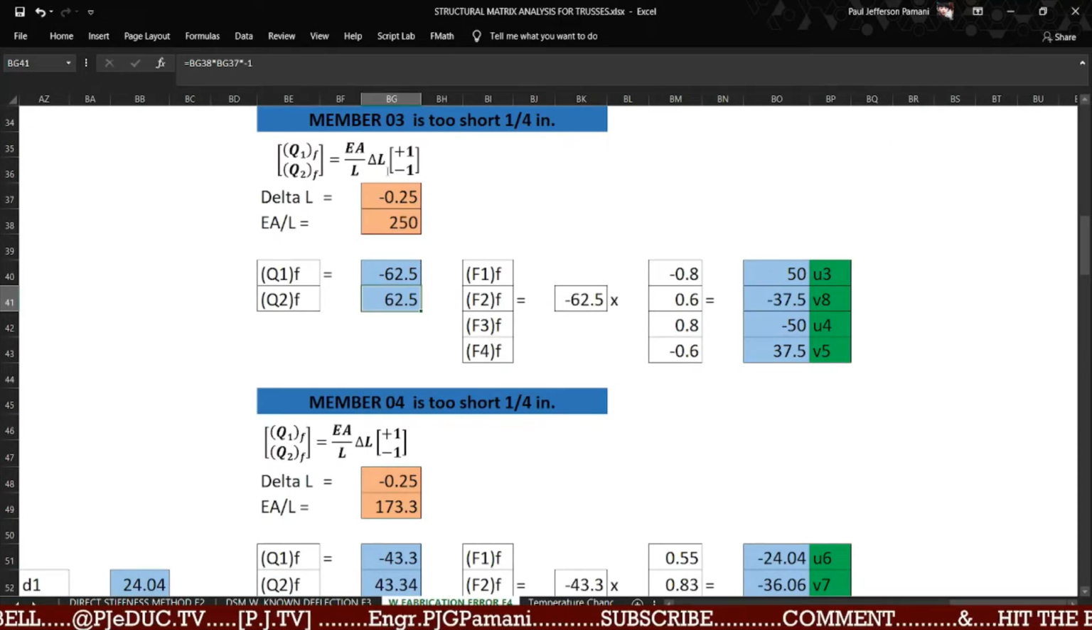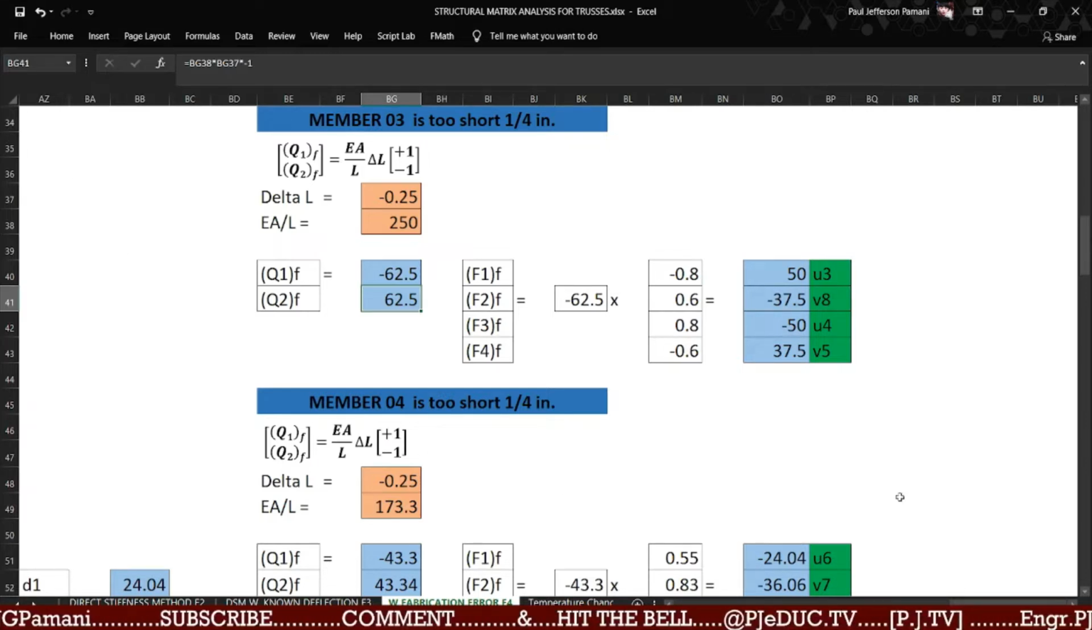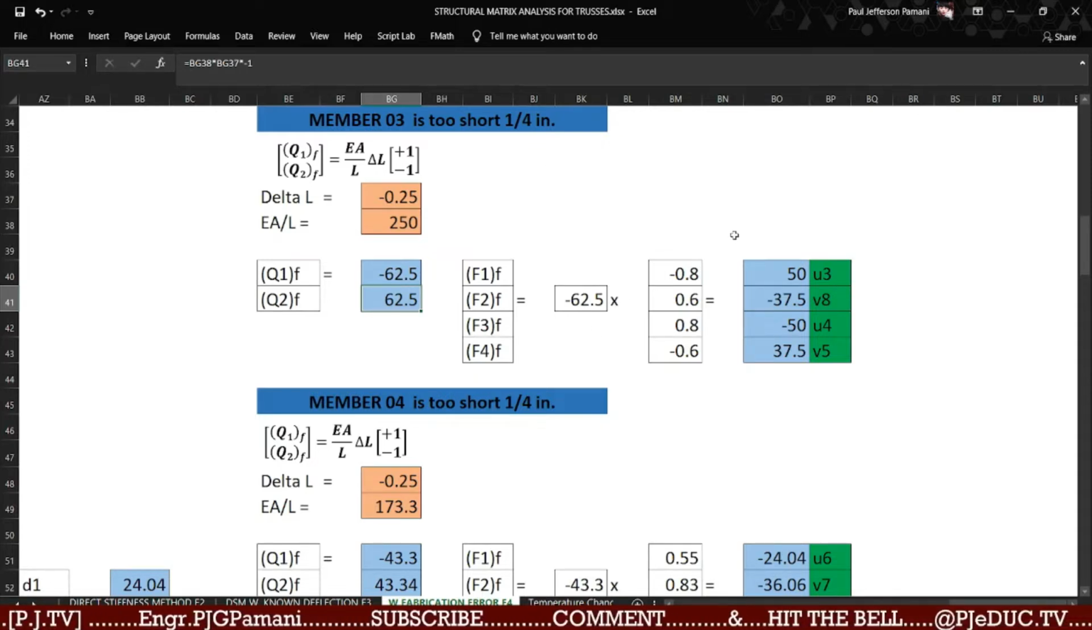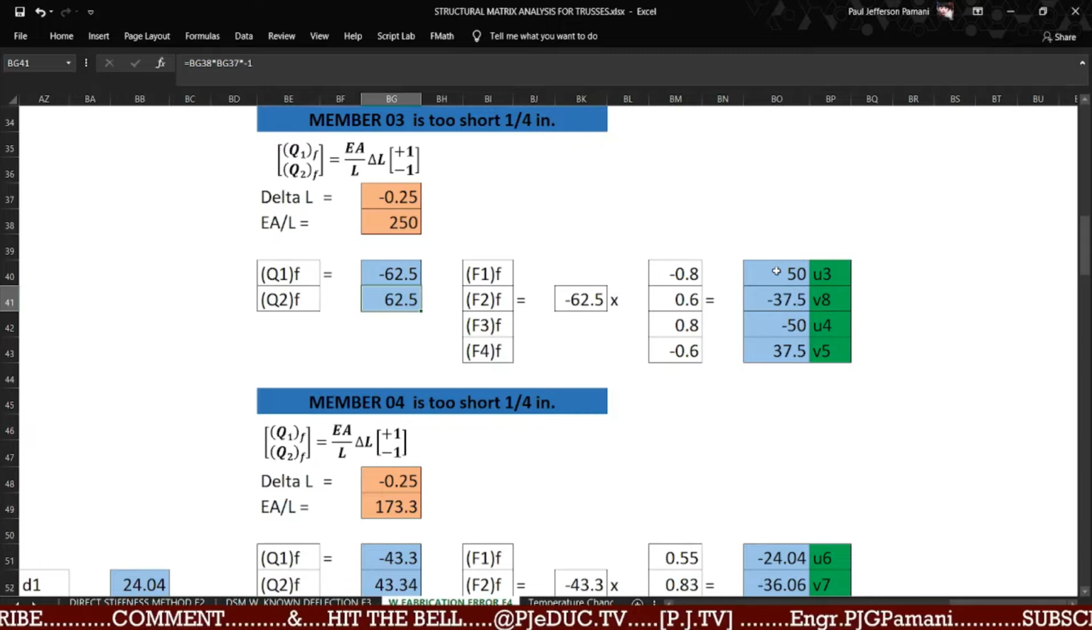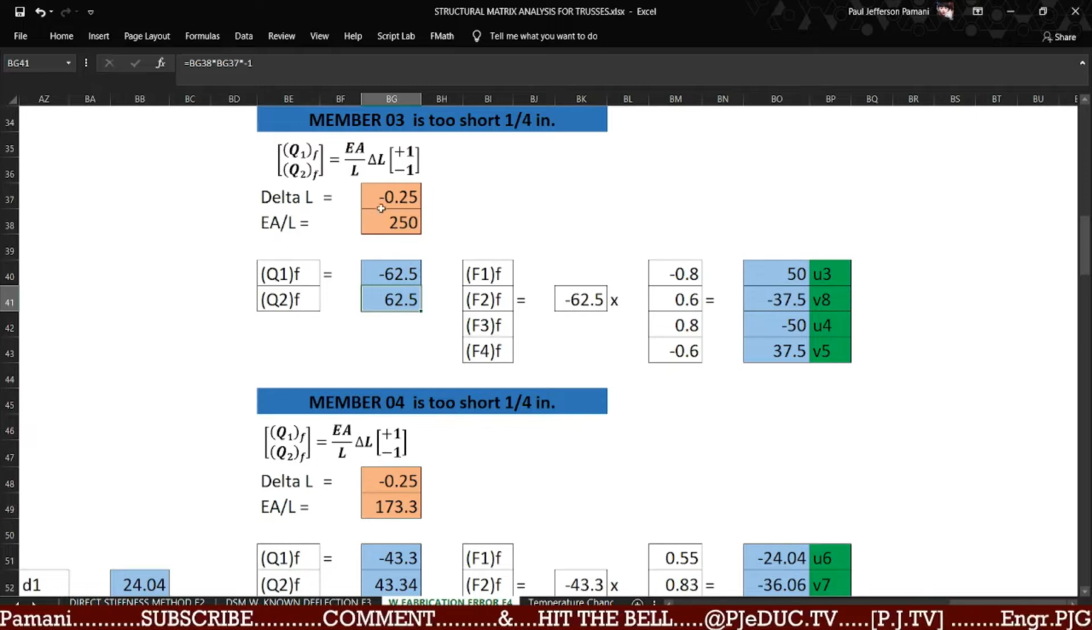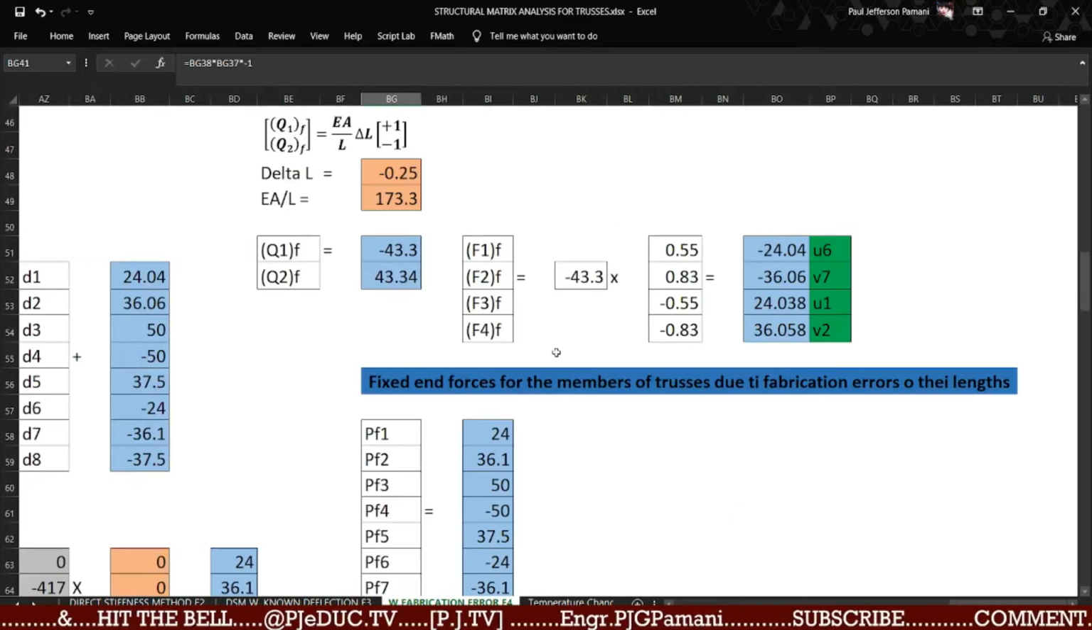So remember, member 3 is what? Node 3 to node 2. Huwag kakalimutan yung near-far condition nyo. Pag pinaliktad nyo yung near-far condition in one of the members, in either of the procedures that have been introduced, of course, definitely you will come up with a wrong answer. Kaya nga nilagyan natin ng arrows para hindi magkanda bali-baliktad. Okay, so yan na yung ating U3, V8, U4, and V5 of member 3, considering too short by 1/4 inch.